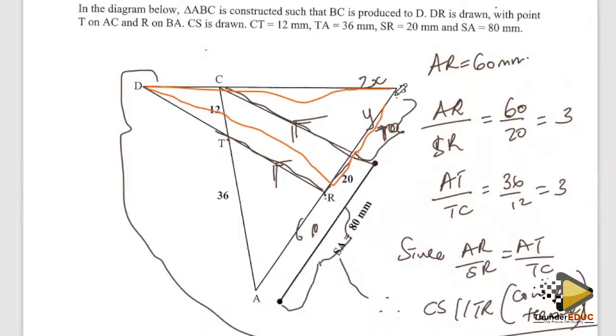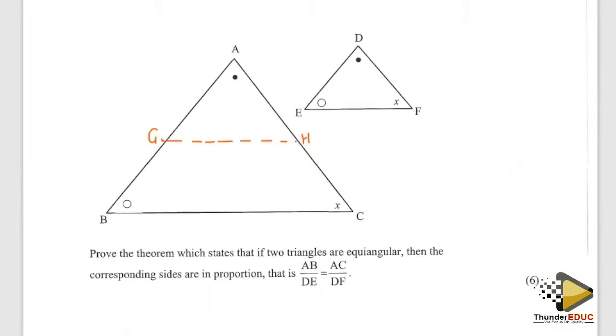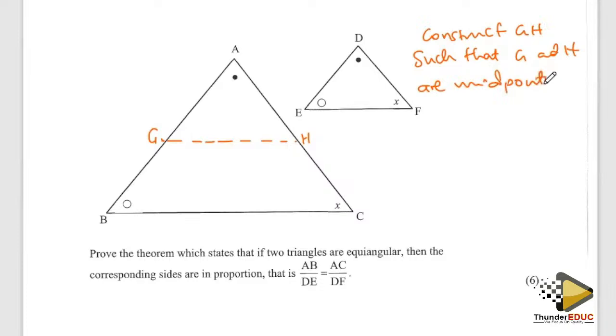this BS AC respectively. Okay, and if they are midpoints, let me just write it here. Construct GH such that G and H are just midpoints of AB and AC respectively. Okay, then from there, we can see that AG must be the same as what? It must be the same as DE.